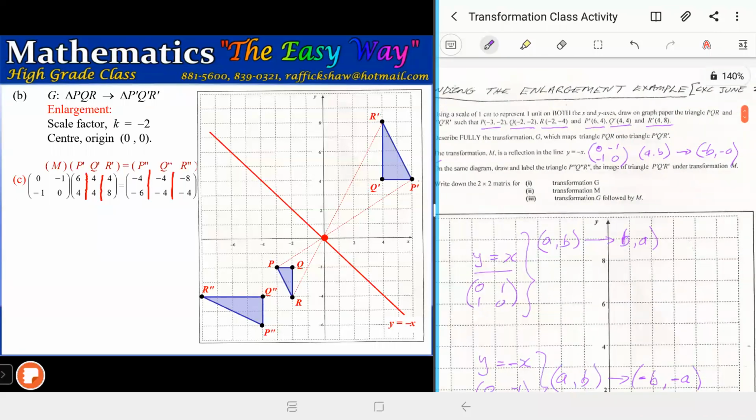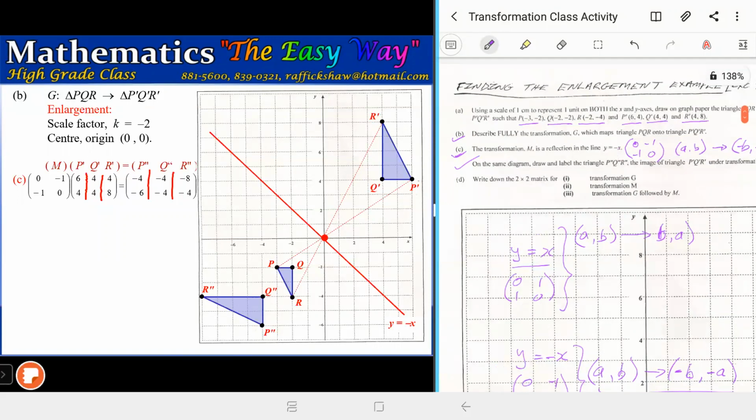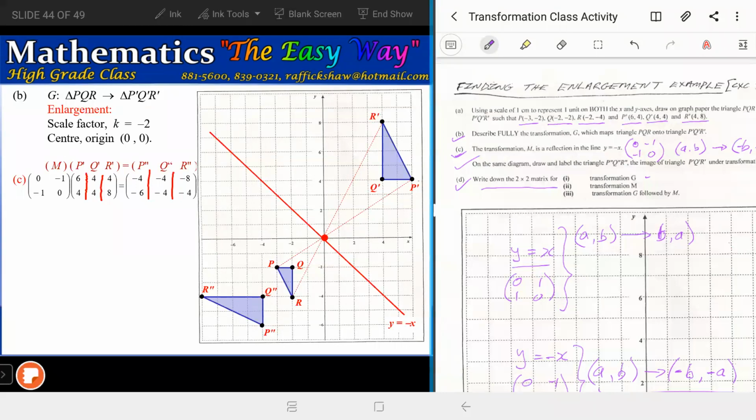So that's a triangle. Now in part D, they want to take us into some calculation. They want us to write down the matrix for G. Remember, G is enlargement. G is the first one. See it up here, so this is G: an enlargement of scale factor -2 about the origin.